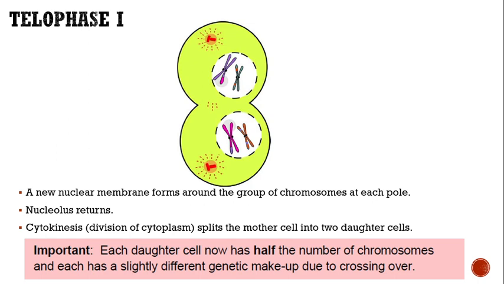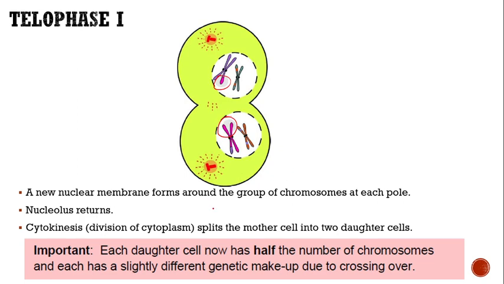Obviously, a new nuclear membrane is formed, a nucleolus will now start to reappear over here, and then cytokinesis takes place. Then each cell at the end of telophase one will have half the number of chromosomes, and it will have genetic variance due to those two processes: random arrangement during metaphase one and crossing over during prophase one.